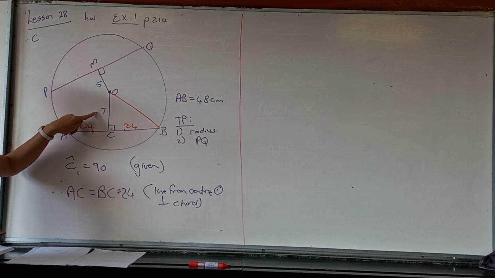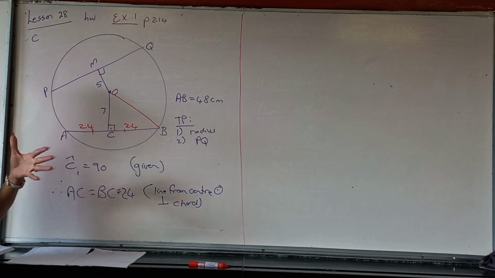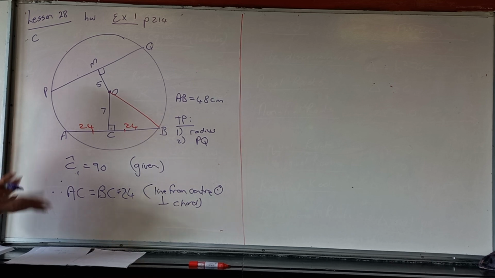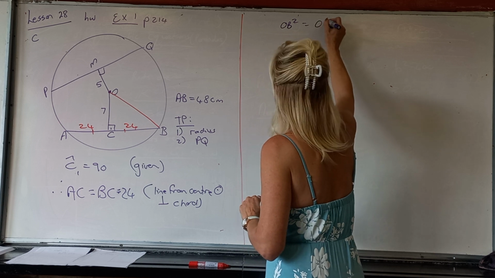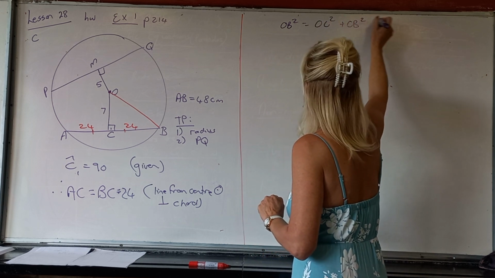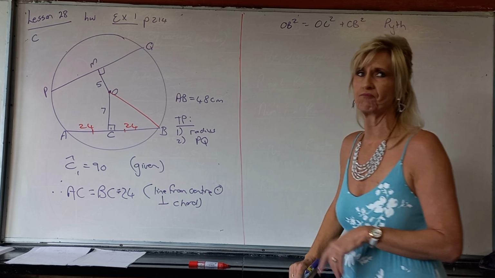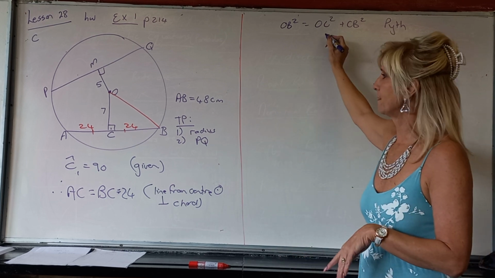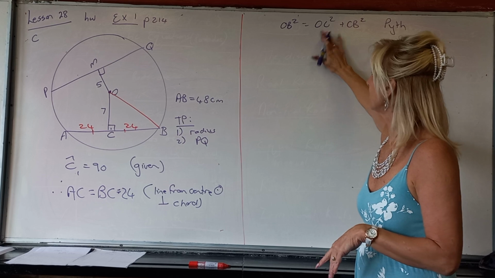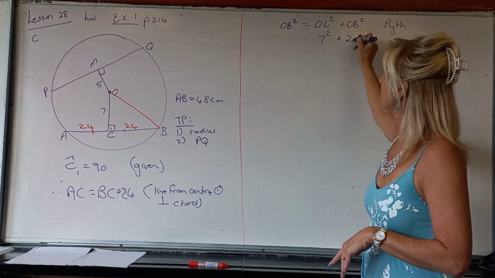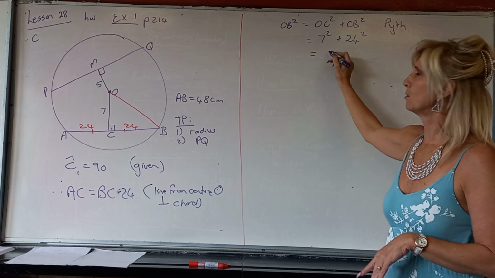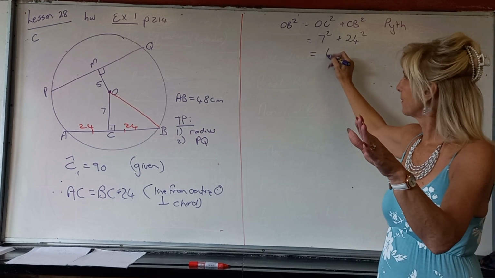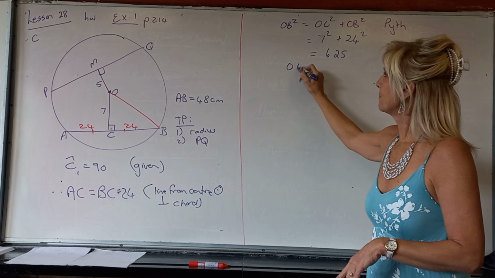Do I have to say that this was 7 given? No. If you want to say it, it's fine, because then you've got all your Pythagoras needs met, so you can say now Pythagoras. Pythagoras would mean that OB squared would be OC squared plus CB squared. Do I even need to write that? No. You can just immediately go and say 7 squared plus 24 squared. Do it on the calculator, get your answer, 625, which will give me OB is equal to 25.